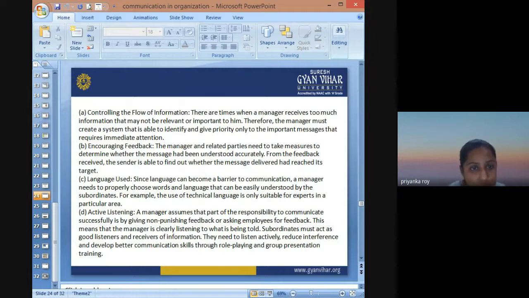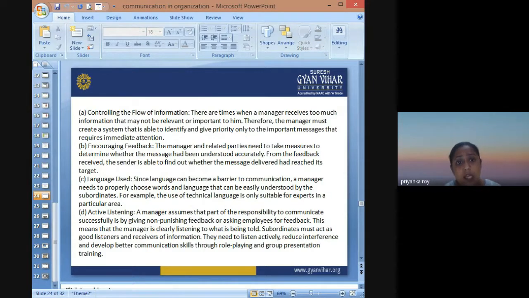Now, encouraging feedback. The managers and related parties take measures to determine whether the message has been understood accurately. From the feedback of the receiver, the sender is able to find out whether the message delivered has reached its target.